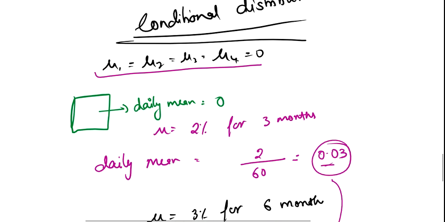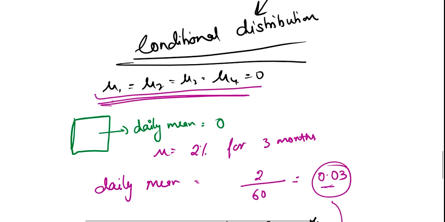Clear? So there is no use of actually finding out the 4 different means, because the mean is going to be equal to 0. So I have proved that the means are the same. No use of converting the unconditional distribution to a conditional distribution.